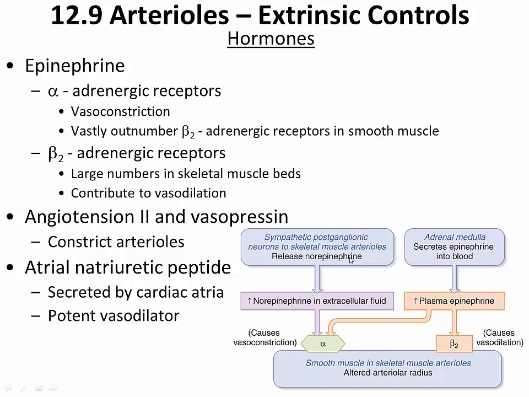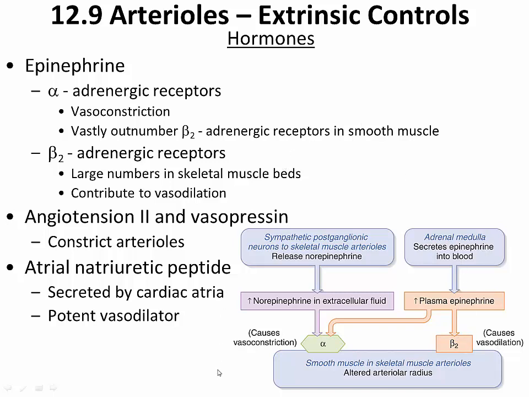Actually, we're combining both norepinephrine and epinephrine into this diagram. So if we release norepinephrine, then it goes into the extracellular fluid, binds to the alpha adrenergic receptors, causing vasoconstriction and less blood flow. However, if we release epinephrine, not norepinephrine, then it also binds to alpha receptors, causing vasoconstriction, but binds to beta-2 receptors in skeletal muscles and causes vasodilation.